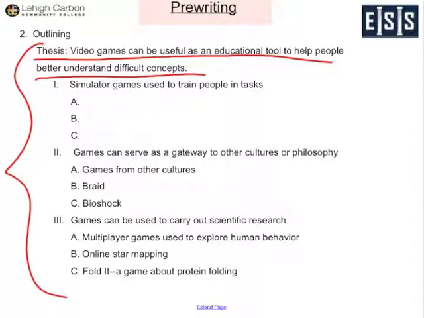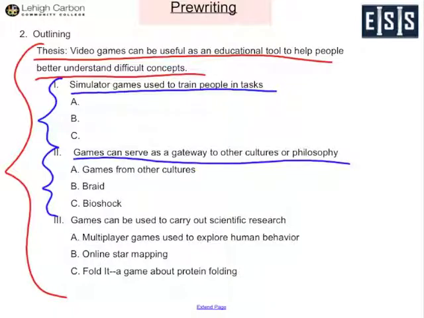And then we've got these subpoints of simulator games. Remember, I wrote that down. Games serving as a gateway to culture and philosophy. And I've refined this, right? So this is a little bit more specific and written out. Before I just wrote the word simulator games. Now I've expanded this to a sentence. Simulator games are used to train people in tasks. Games can serve as a gateway to other cultures or philosophies. And at the bottom here, games can be used to carry out scientific research.